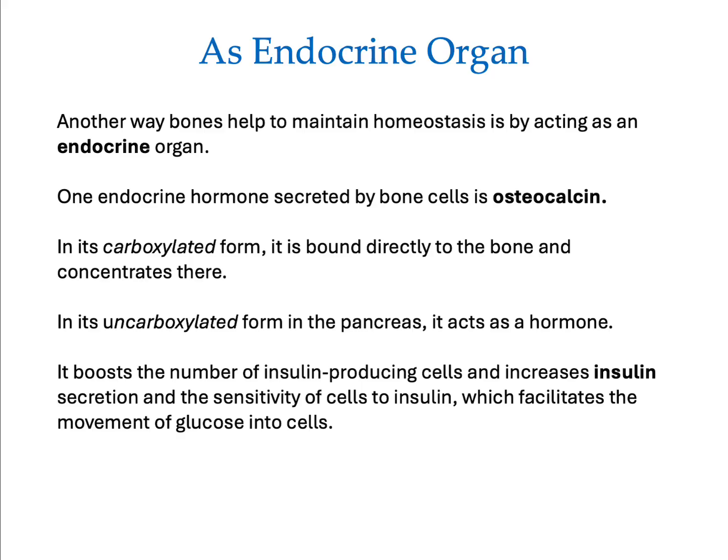So with a certain shape, it's going to bind to bone, but when its shape changes, it's going to act as a hormone. And hormones are defined by circulating in the blood. So when it's acting as a hormone, it boosts the number of insulin-producing cells and increases insulin secretion and the sensitivity of cells to insulin. And insulin is the hormone, which is also a protein, which facilitates the movement of glucose into cells. So bones actually have a function in blood sugar levels.